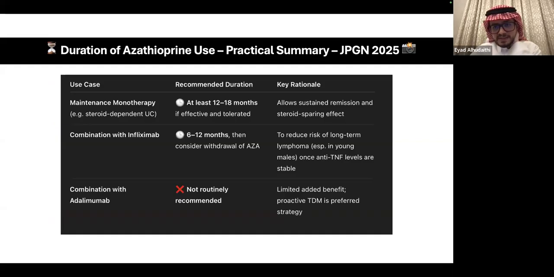So this is from the latest ESPGHAN 2025: the duration of azathioprine use as maintenance or in steroid-dependent UC, we can use it up to 18 months. However, if it's a combination, then usually we don't go beyond 12 months. And finally, we already said it has nothing to do with adalimumab because the immunogenicity is not as high as infliximab.